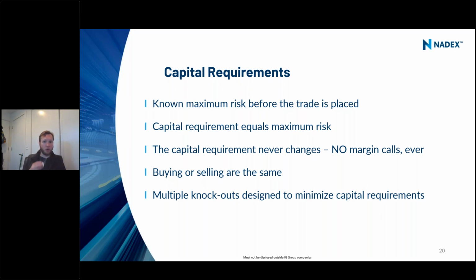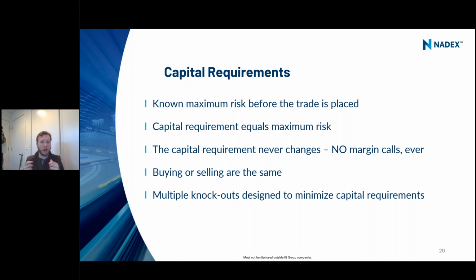So in terms of capital requirements, you always know your maximum risk before the trade is placed. We talked about that a little bit earlier, not only with knockouts, but with old Nadex contracts, you're going to know your maximum risk before you get into the trade. And what you're actually placing into the contract, your capital requirement to enter the contract, is going to equal your maximum risk.